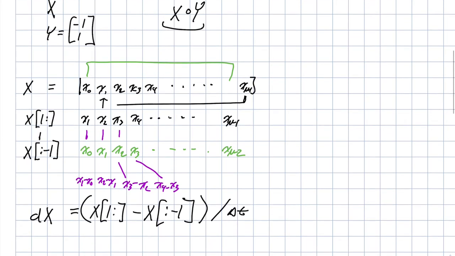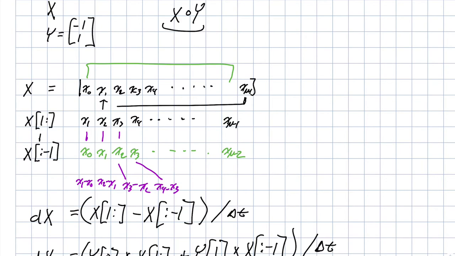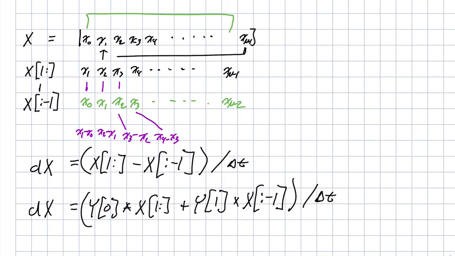so this is what we did in code, and let me take one more step here. The more general step is we could also say dx equals y0 times x[1:] plus y1 times x[:-1], and divide by delta t. So here, hopefully you can guess that y0 is, I've actually swapped my indices. Let me make those consistent. We put y1 here and y0 here. y1 here is equal to 1, and y0 is equal to negative 1.